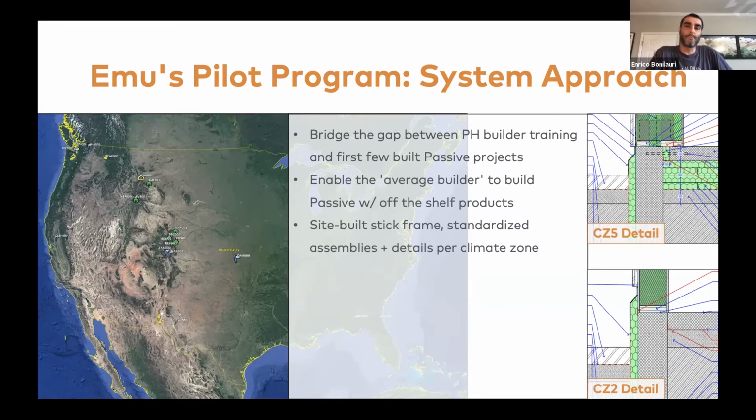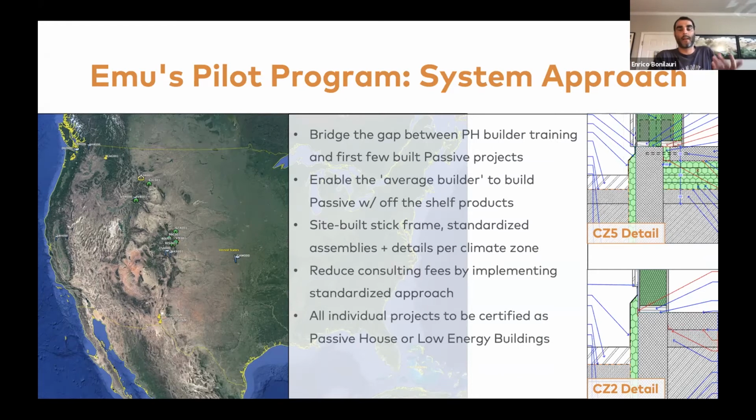On the right, you see two typical details. One is at the slab edge at the exterior wall. One is developed for Climate Zone 5. You see the thermal break and the under-slab insulation. And the same detail for Climate Zone 2 has no insulation under the slab and no thermal break. So there's a climate specificity to this that makes projects more achievable and more affordable. We try to implement the same construction method approach in reducing fees, and eventually we are aiming to have this construction system certified with PHI.